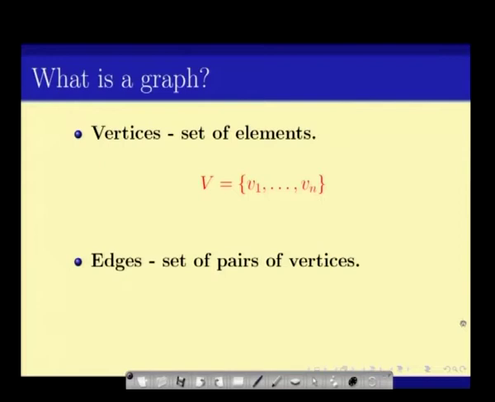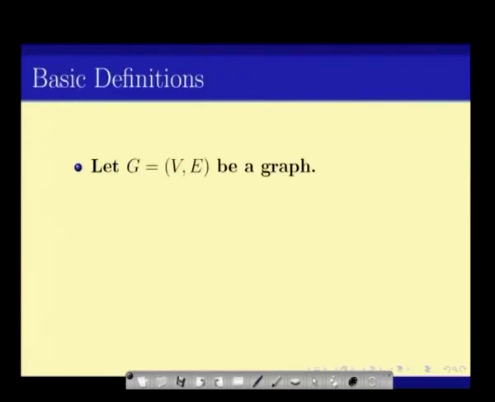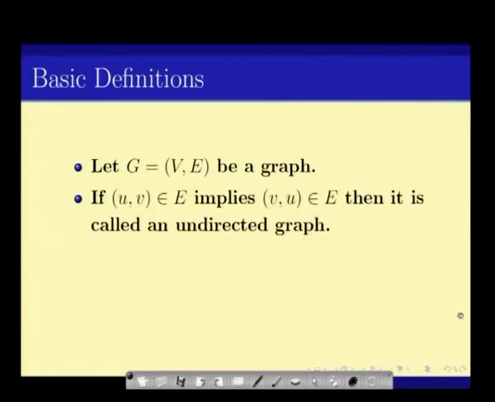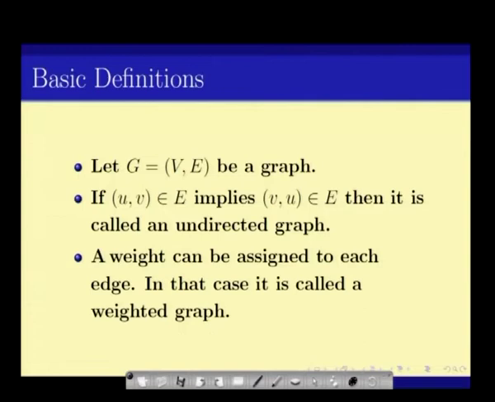set of edges. Edges are a set of pairs of vertices. Now, a graph is given as G, which is also written as (V, E). V is the set of vertices and E is the set of edges. If uv is in the edge set and vu is also in the edge set, then we call the graph an undirected graph, and a weight can also be assigned to an edge. In that case, we call it a weighted graph.